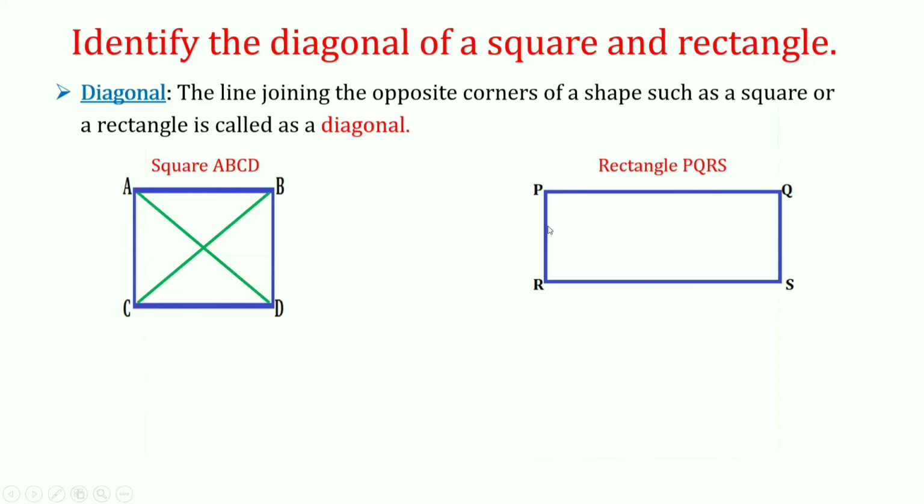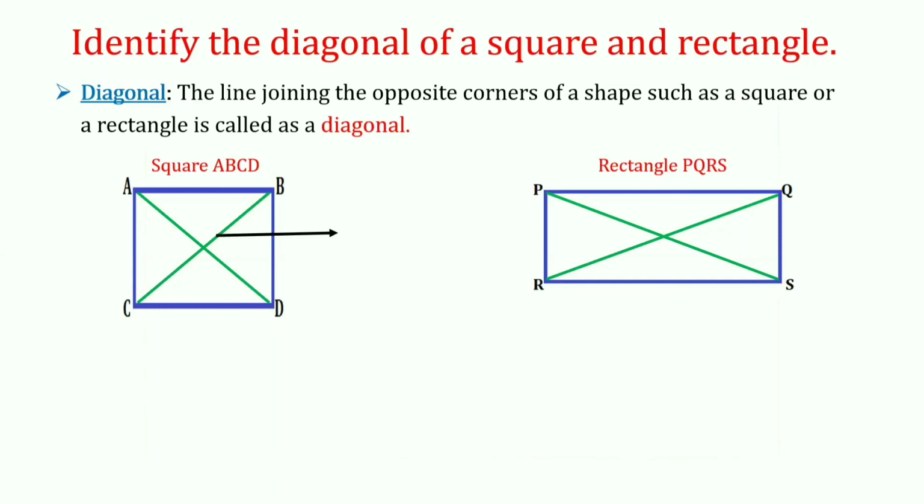Let's see the rectangle PQRS. In this, you can see the corners P and S are opposite to each other, and corners Q and R are the opposite corners. When the line joins the corners P and S, it is called a diagonal. And when the line joins the corners Q and R, it is also known as a diagonal.